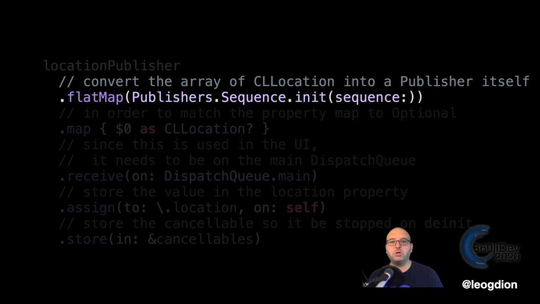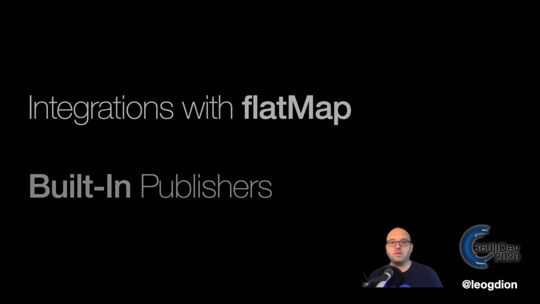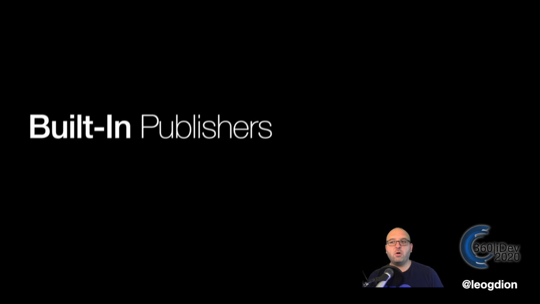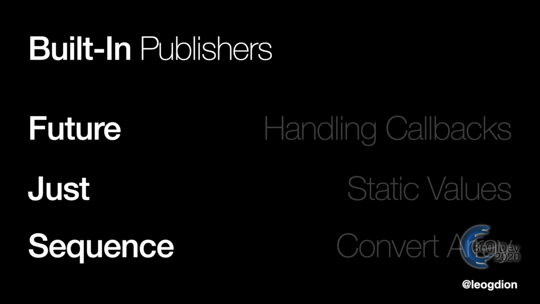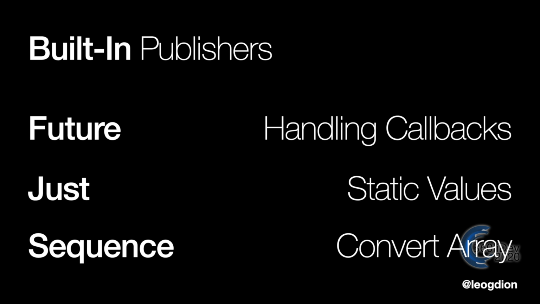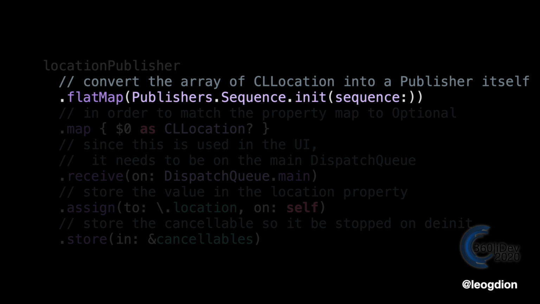We also see here Publishers.Sequence. Publishers.Sequence is actually another built-in publisher. There are a few that we can talk about. One is Future, for when we have to handle asynchronous callbacks. You can actually call Future to handle those callbacks as they happen. There's Just, which we saw previously, which takes in static values and creates a publisher out of that. And then lastly, what we're doing here is we're converting an array into a sequence publisher so that that array acts as a sequence of values that are outputted by the publisher. So each location will then be sent out individually to the publisher.